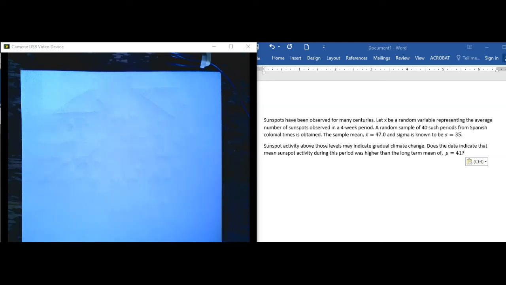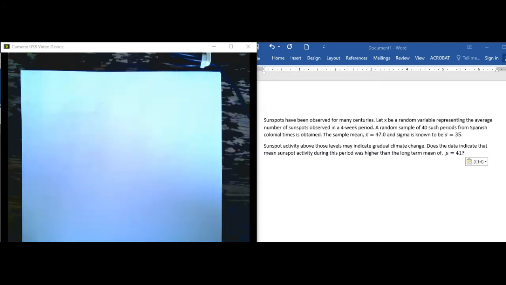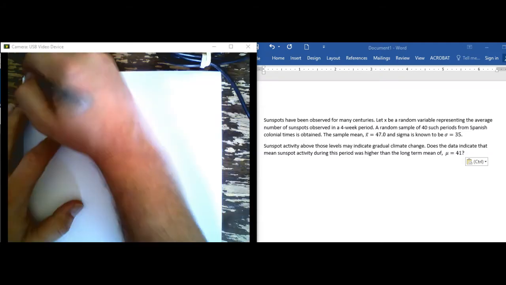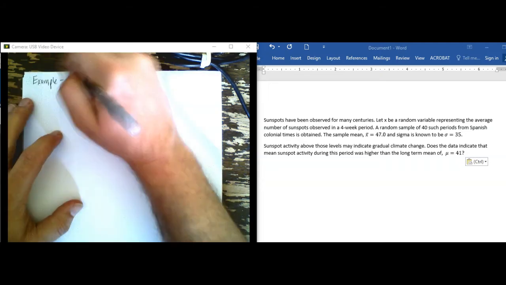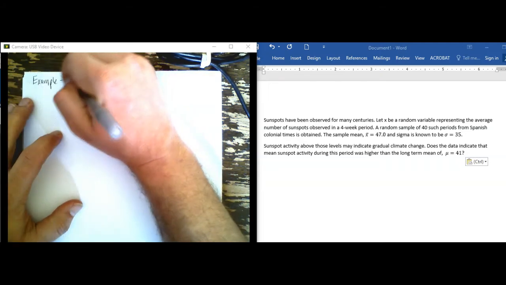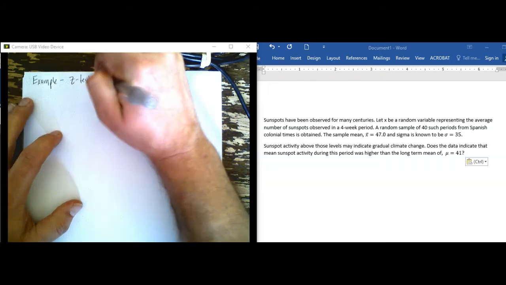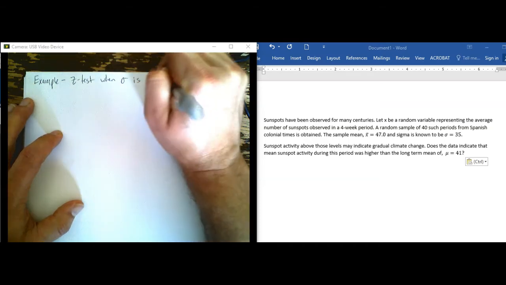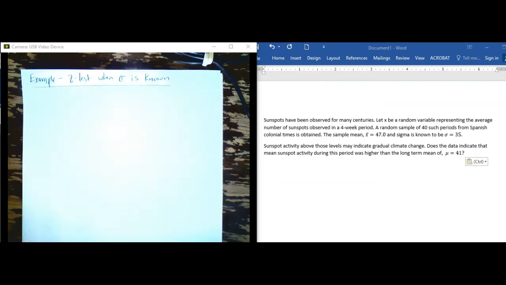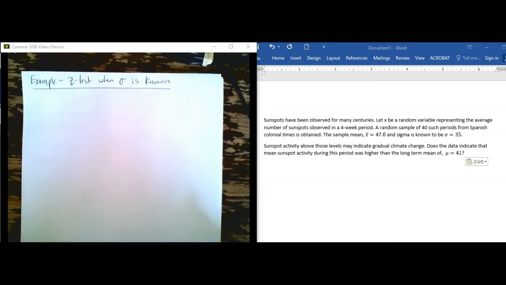All right, so here are the examples for the section 9.1 and 9.2. So here's our first example. Z-test when sigma is known. Okay. So let's look at our example to the right there.